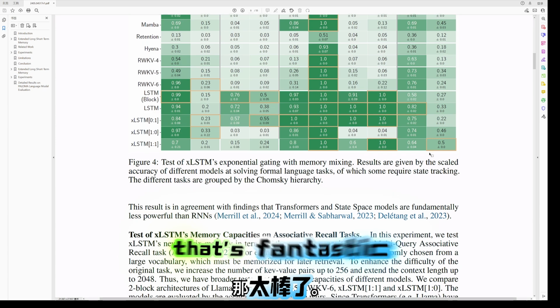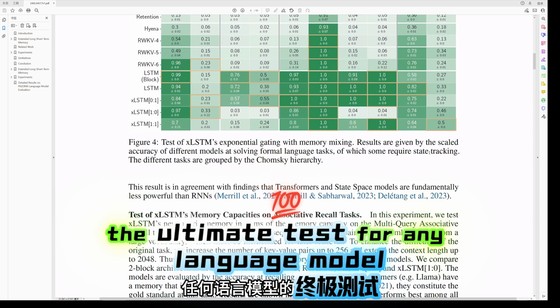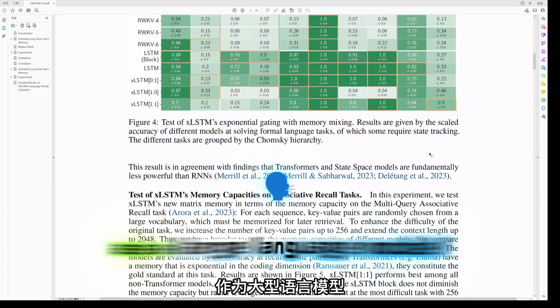That's fantastic. But these days, the ultimate test for any language model seems to be how well it performs as a large language model.